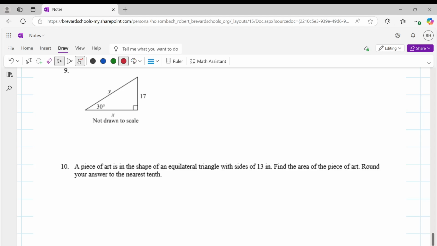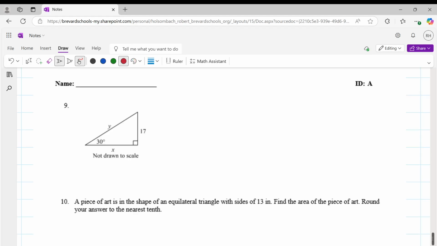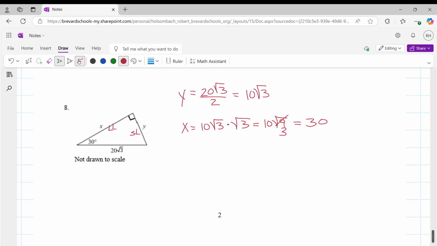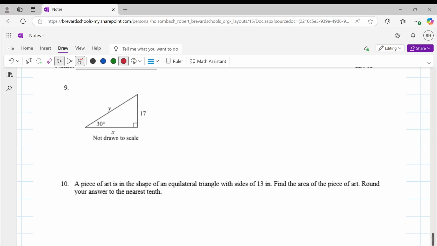Problem number 9. Let me see if the directions have changed. No, we're still in simplest radical form. All right, problem number 9. The side across from the 30 is a short leg. The other leg is a long leg. And the hypotenuse is the y. It's across from the 90.